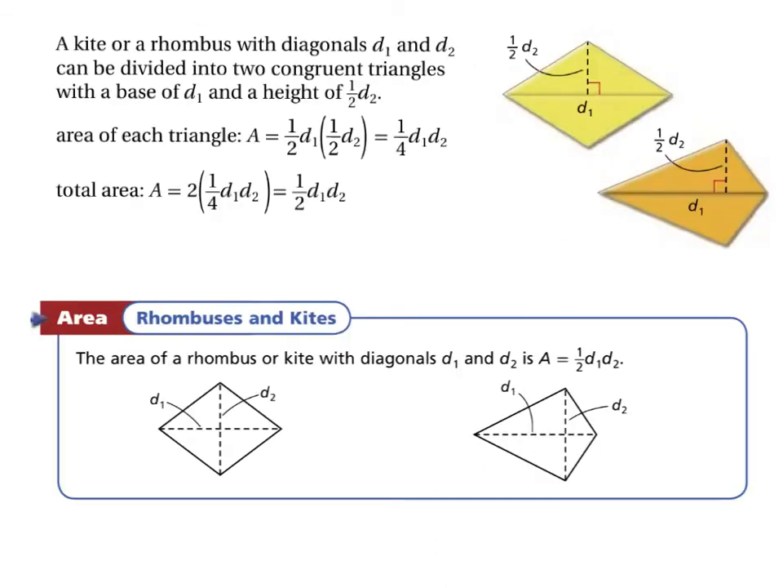Next, we're going to talk about the area of a rhombus or a kite. Now, a kite or a rhombus with diagonals of d sub 1 and d sub 2 can be divided into two congruent triangles. And it shows you how here, for example, you can take the area of each triangle, multiply them together to give you this. So it derives the formula to find the area of a rhombus and a kite. So here's the formula we're going to use. When we have the diagonals, d sub 1 and d sub 2, the area is going to be multiplying those together and taking 1/2. So 1/2 of the diagonals multiplied together.